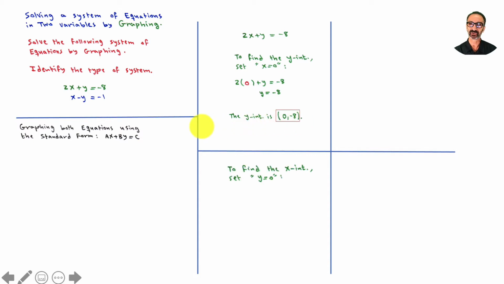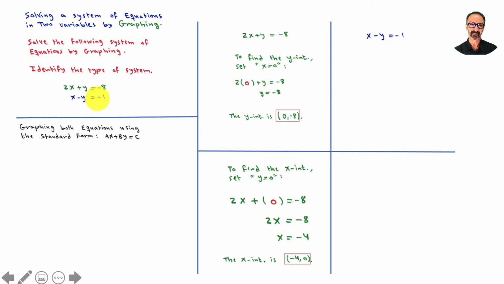To find the x-intercept, we set y equals 0. The other way around. So you plug in 0 for y. I get 2x equals negative 8. So x equals negative 4. So the point is negative 4 for x and 0 for y.